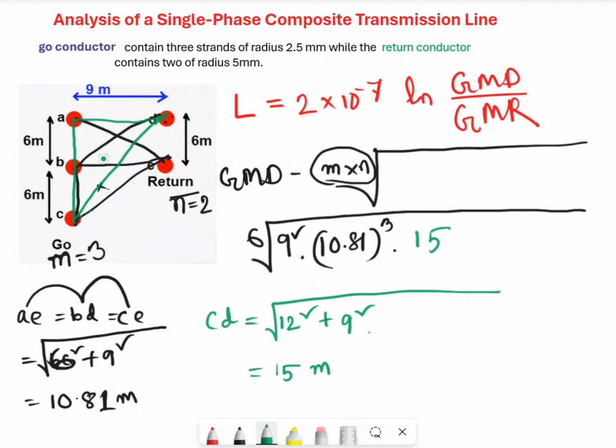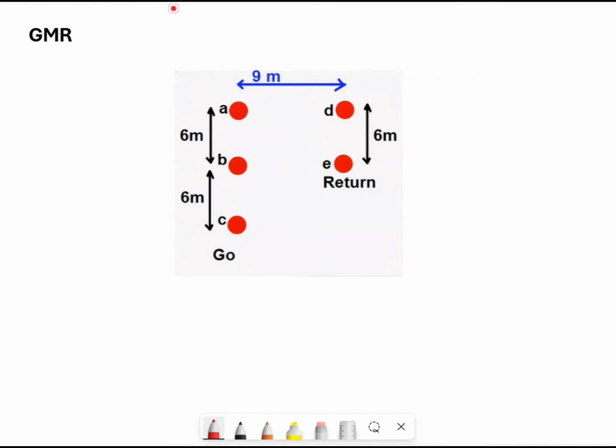So for all the 6 values, we have the distances. After the calculation, the value of GMD is equal to 10.74 meter. So we have GMD. Now it's time to calculate GMR, the geometric mean radius.